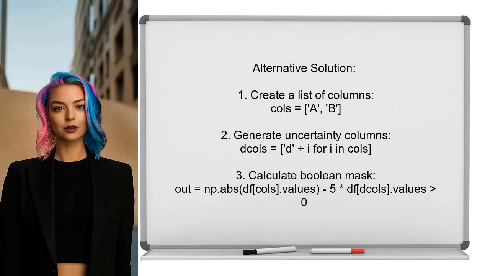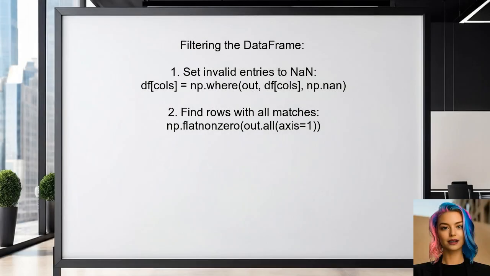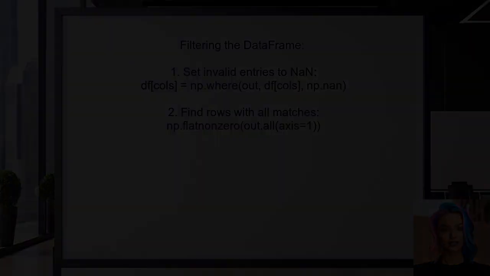An alternative approach suggested by another user involves using a vectorized method with NumPy. They create a list of relevant columns and their corresponding uncertainty columns. To filter the DataFrame, they use NumPy's where function to set invalid entries to None. This allows for easy identification of valid measurements. Additionally, to find rows where all conditions are met, they utilize the all function along the rows.